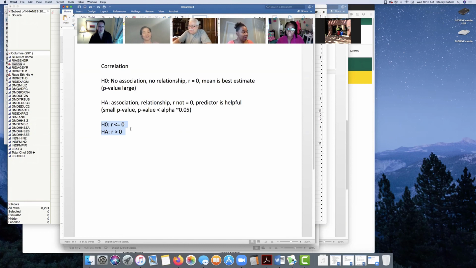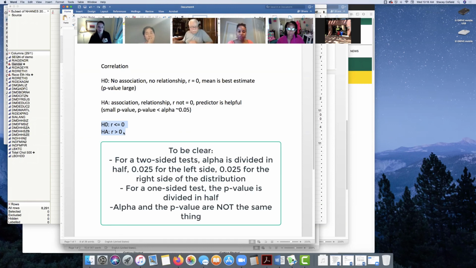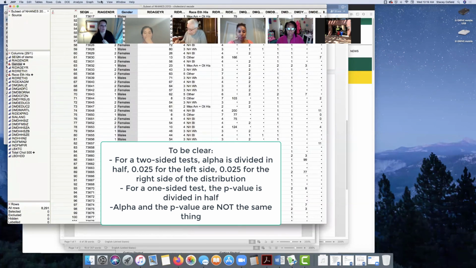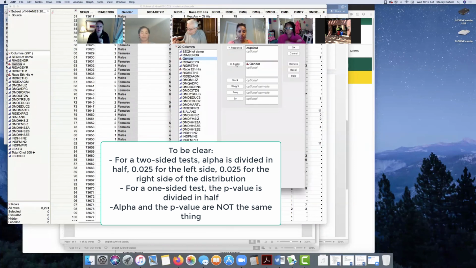But if you look at the screen, this is a directional test, where the alternative is one-sided. That's where you would take your two-sided p-value and divide it in half. But you don't need to do that. Almost always correlation is a two-sided test, and that's all that JMP reports. Let's take a step back. I apologize, that appears to be backwards in those notes.